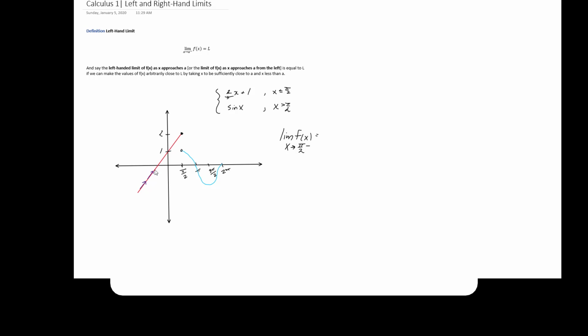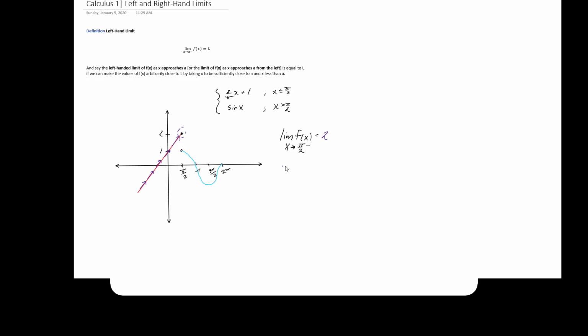So if we trace the graph from the left all the way up until x equals pi over 2, we will see that the limit equals 2. So the limit of f of x as x approaches pi over 2 from the left is 2.